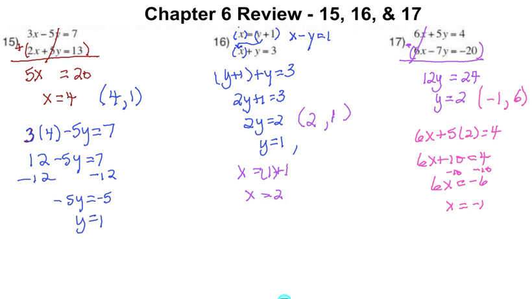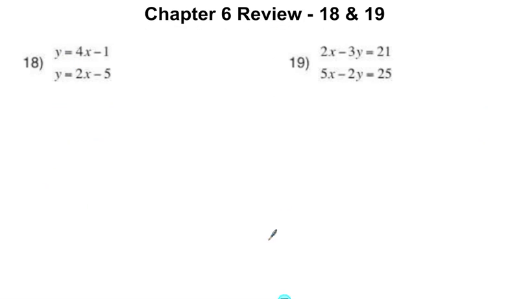Okay, and now let's move on to 18 and 19. This is another one of those where they're both equal to y, so the way I think of it is if they're both equal to y, then we can set them equal to each other. So I get 4x minus 1 equals 2x minus 5. And now when I solve for x, I'd subtract 2x on both sides, and I would add 1 on both sides.